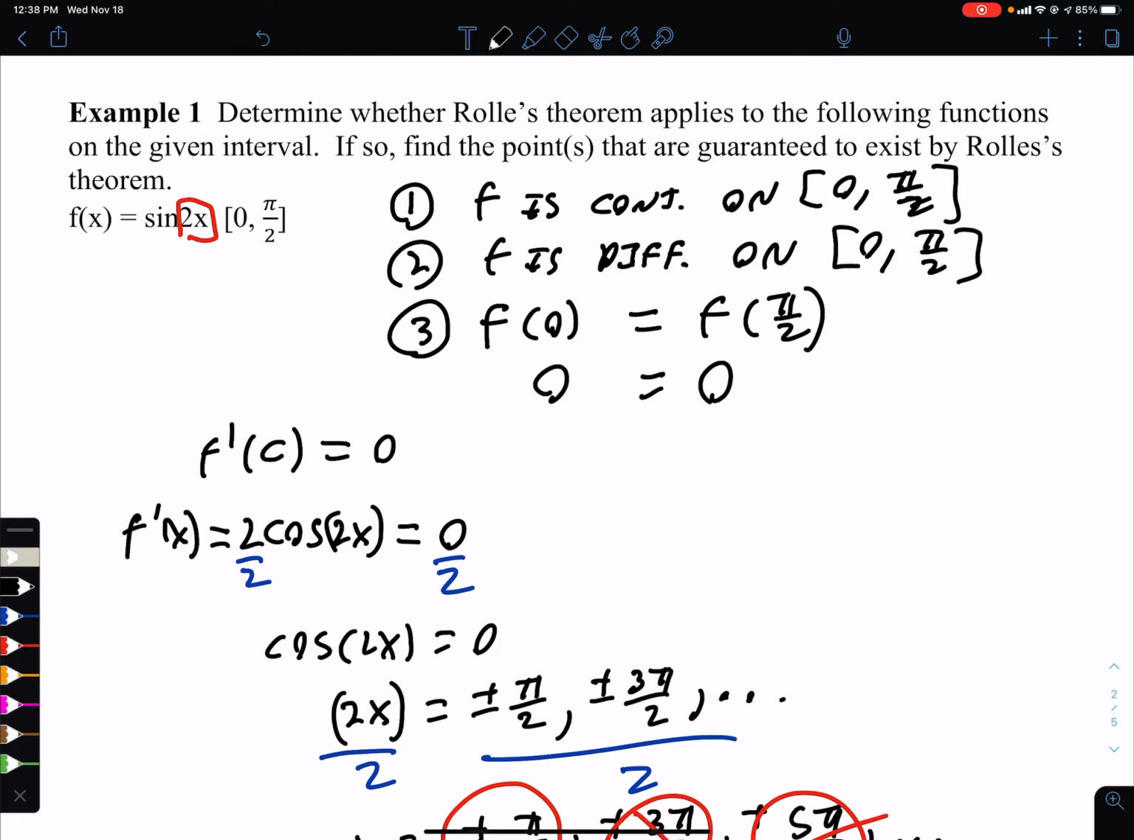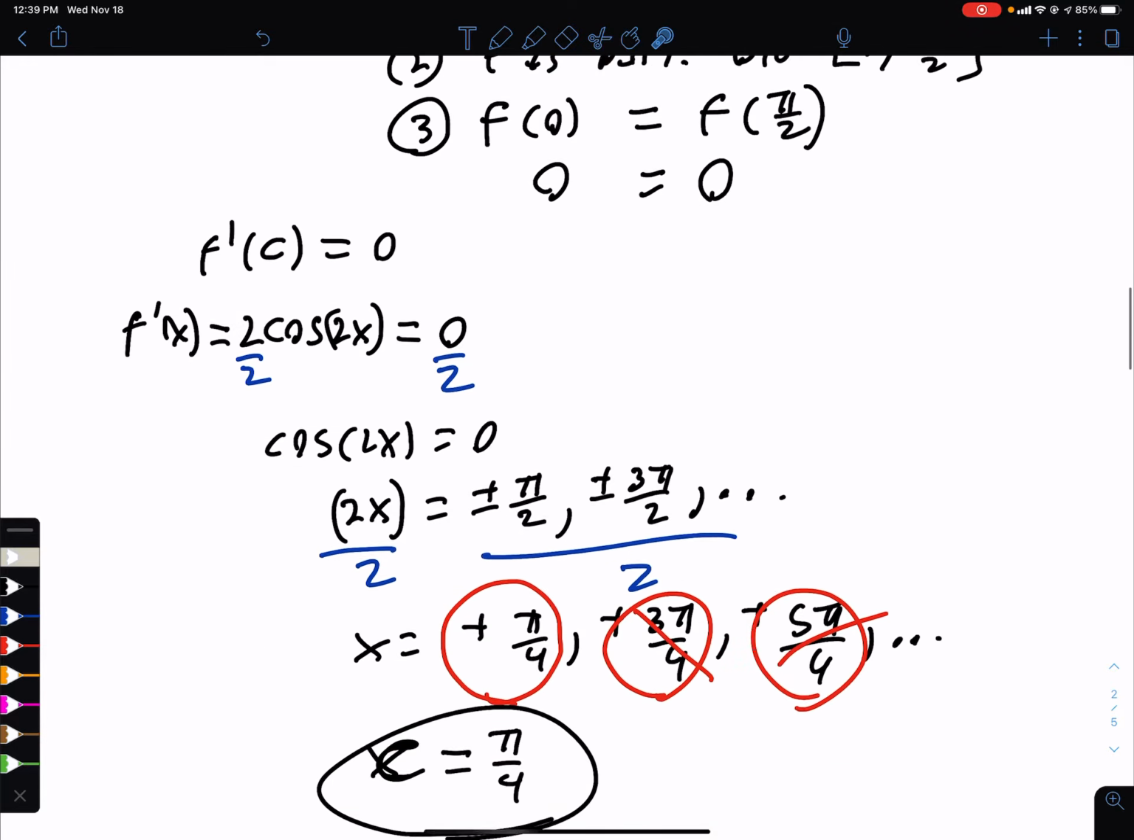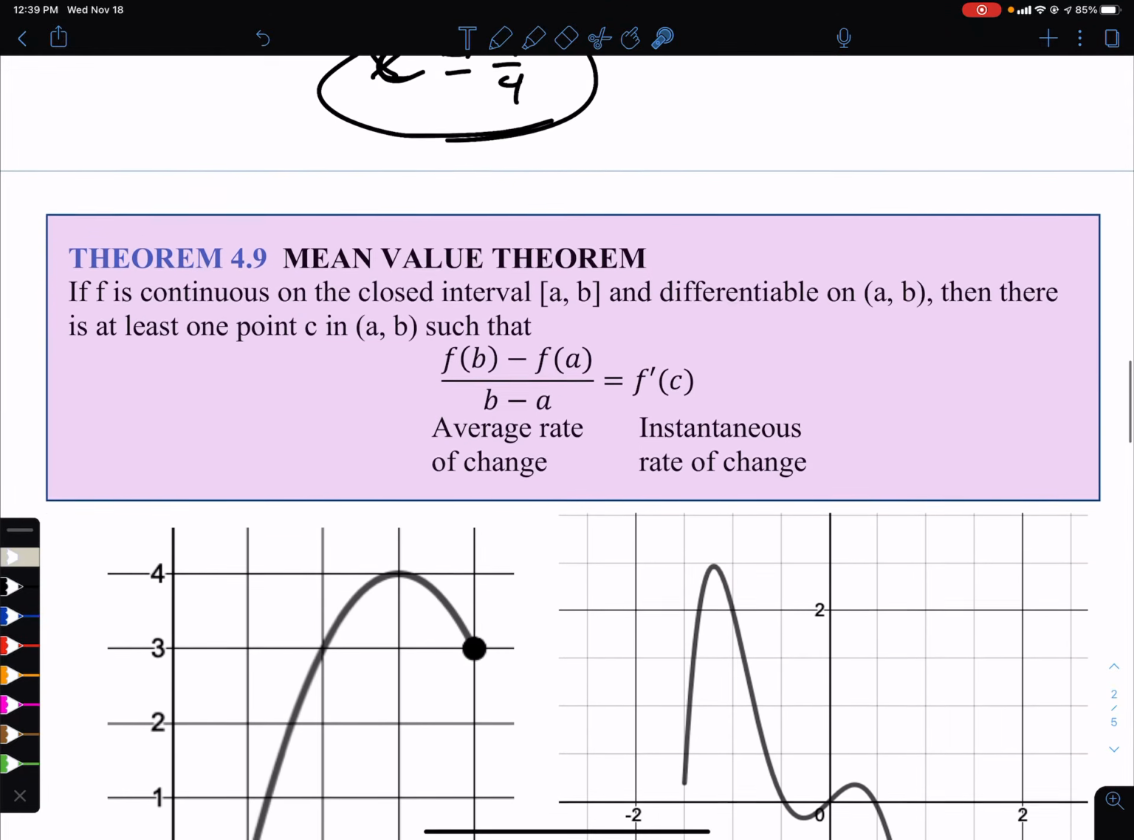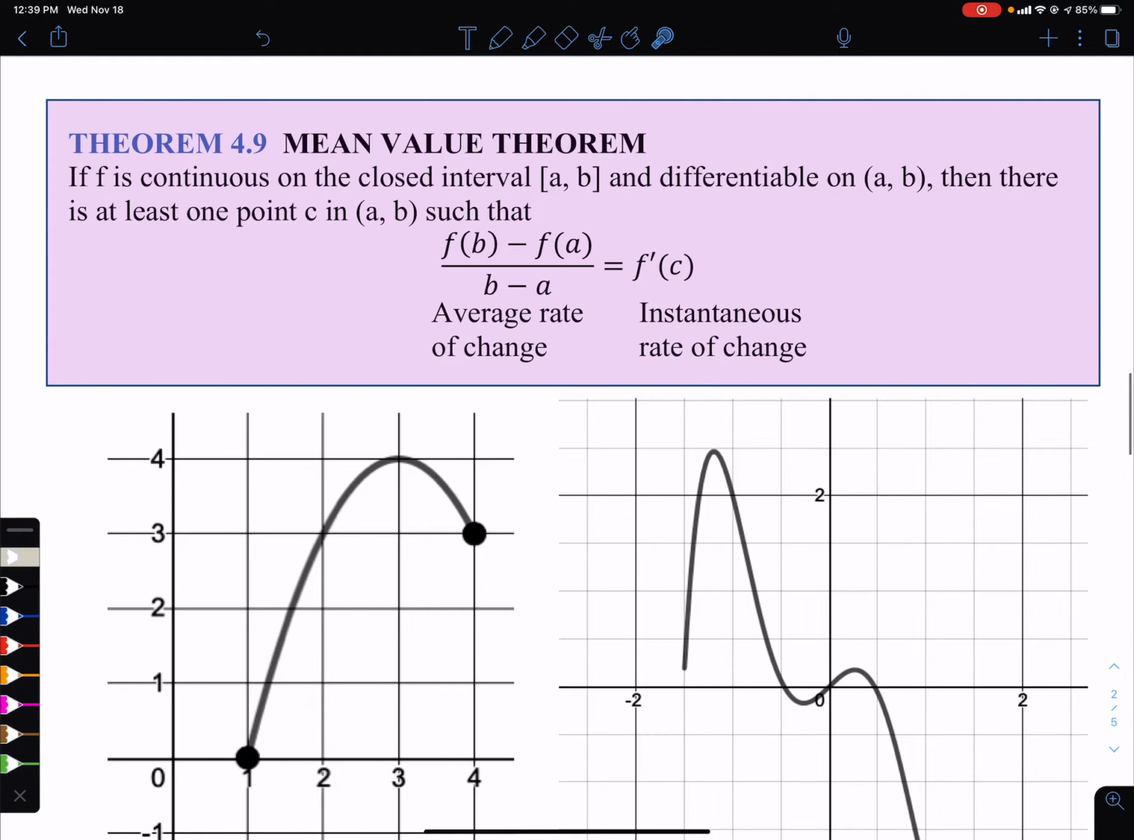Checking if Rolle's theorem applies means all 3 conditions must be met. And then the guarantee of Rolle's theorem is that there's going to be a value of x where the derivative is 0. We solve for that value of x, and that is the guaranteed point. Okay, so that is Rolle's theorem. We are rolling on to mean value theorem. So mean value theorem is very similar to Rolle's theorem. I will read it to you and then explain.